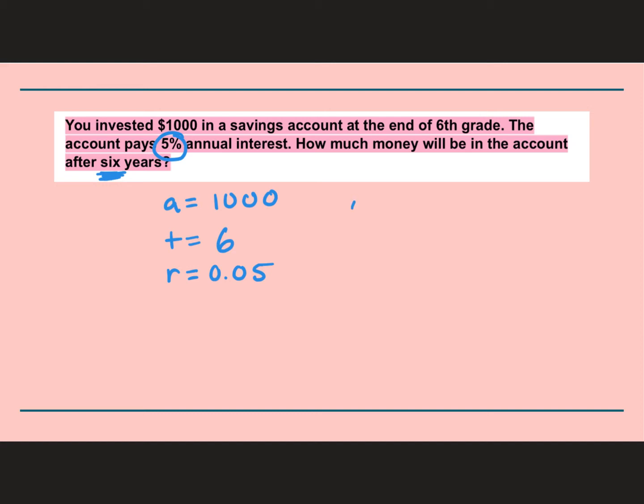Now we plug it into our formula. So our amount that we're trying to find, capital A, is equal to our starting amount. I'm going to write the formula up here so we see it. So A is equal to A times 1 plus R to the power of T. So our starting amount is 1,000, so that goes out front. Then we have 1 plus R, so 1 plus 0.05. And then raised to the power of T, which our T is 6.